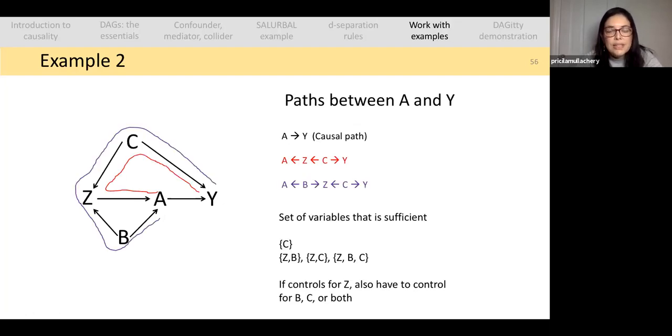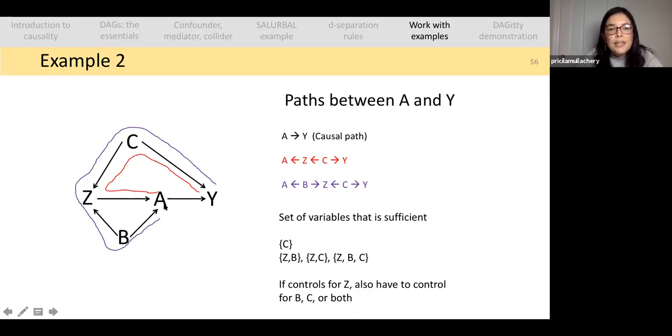So here is just showing the paths, right? We have a causal path, that's A to Y, and we have these two other paths, the red one, which is A, Z, C, Y, this one, and A, B, Z, C, Y, that's this one.